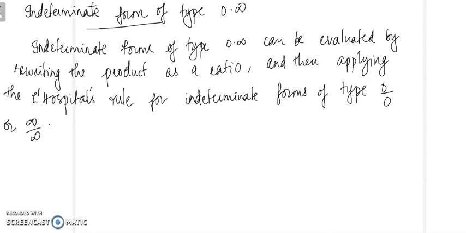Good morning all. So let us look at the next indeterminate form in today's class. So that is of the type 0 into infinity. Now when you have the indeterminate form of the form 0 into infinity, what we do is we'll convert it into either 0 by 0 or infinity by infinity.